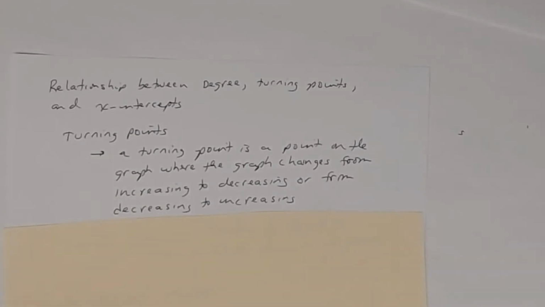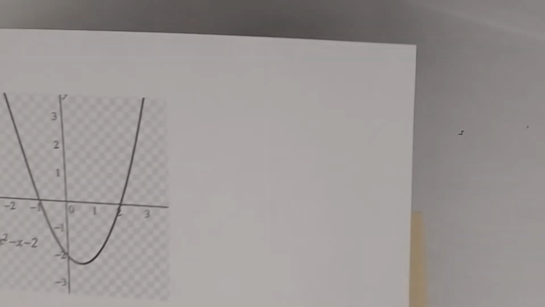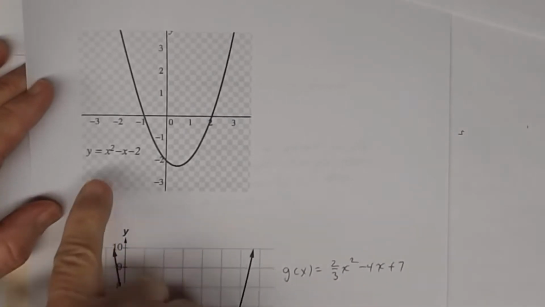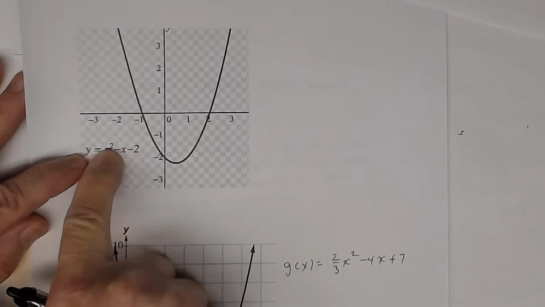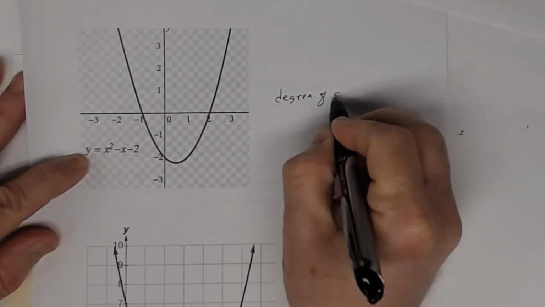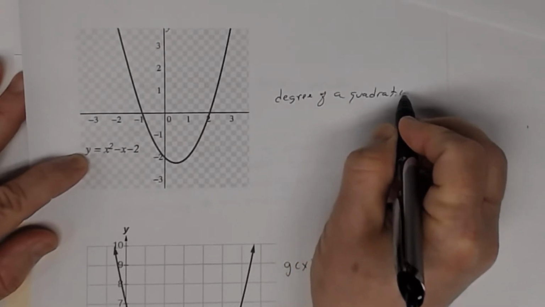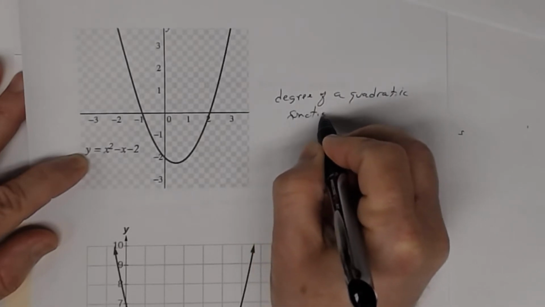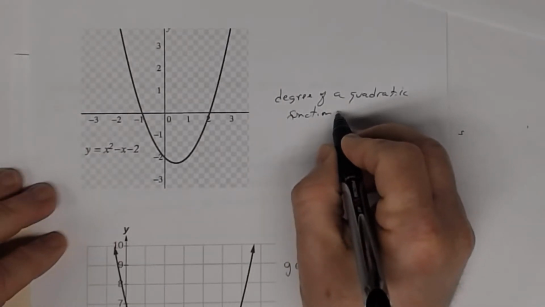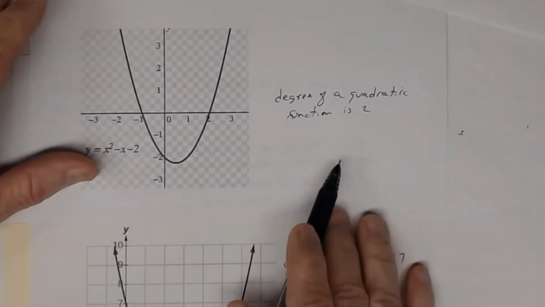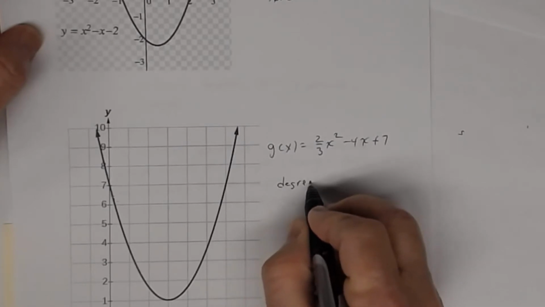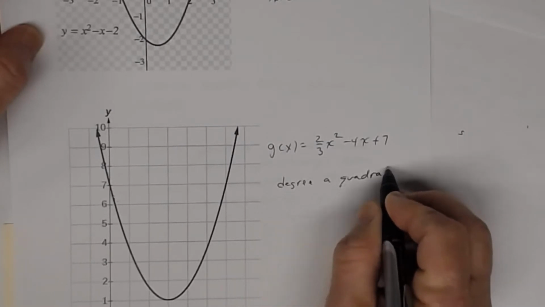What I want to look at first is this, just to remind you, because you had a good number of experiences dealing with graphing quadratic functions. So remember when we had a quadratic function, the degree of a quadratic function is 2. Remember, the degree is the largest exponent that you see. And in both cases, it's 2. These are both quadratic functions. So the degree here is 2.